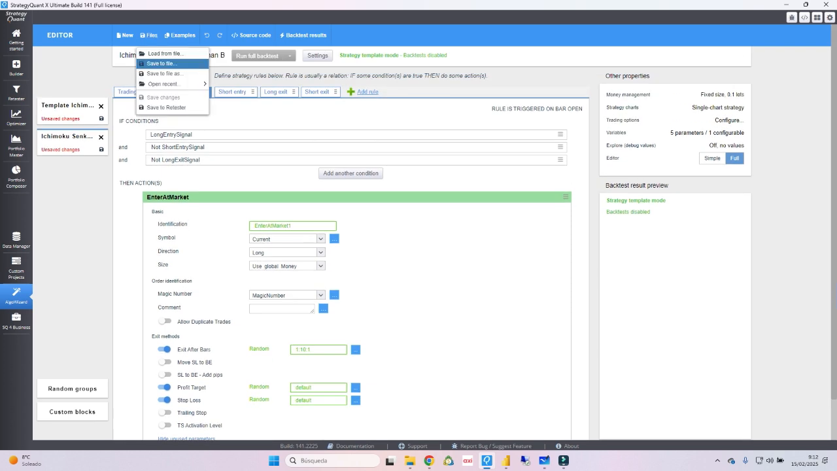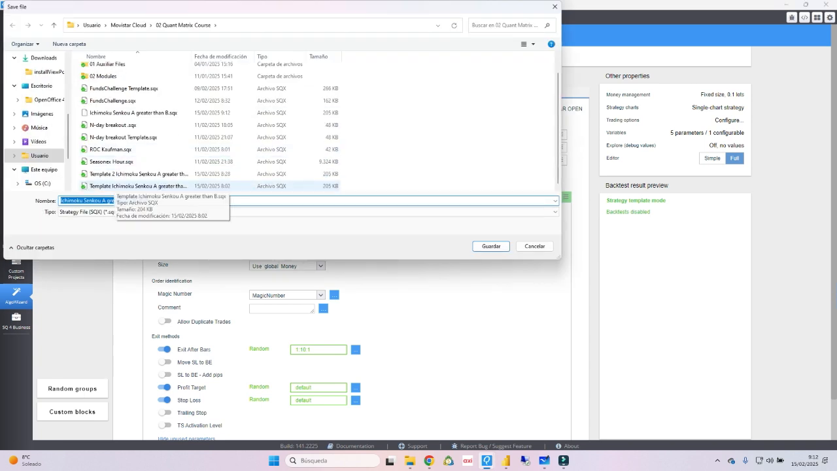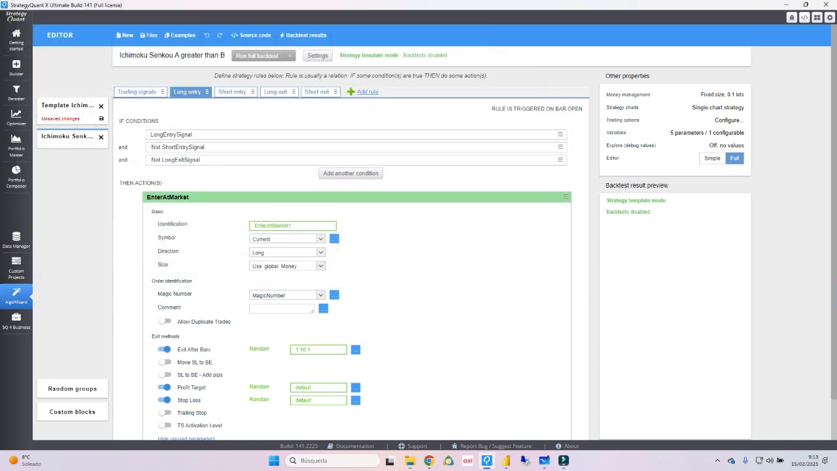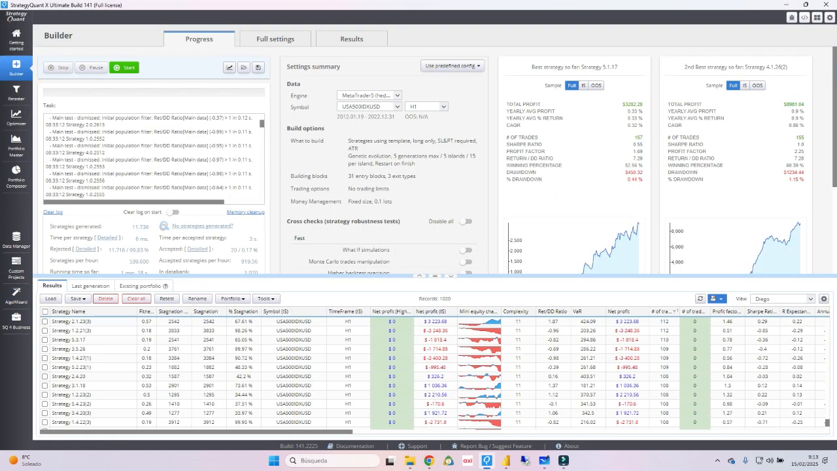We are gonna save this, save to file, Ichimoku greater than B. I should save it as a template, okay? This is the template. I'm not gonna save it now, it's already saved. I already did this. And we are gonna go to Builder.